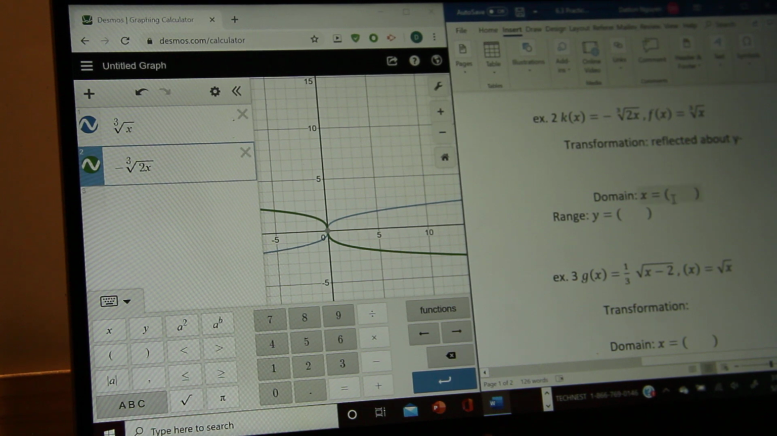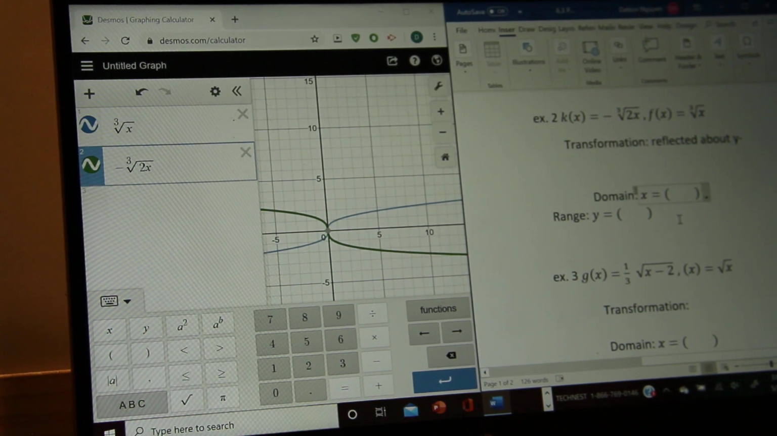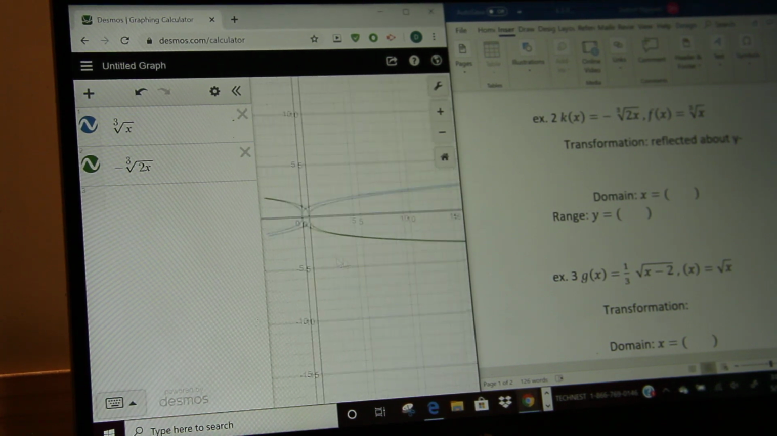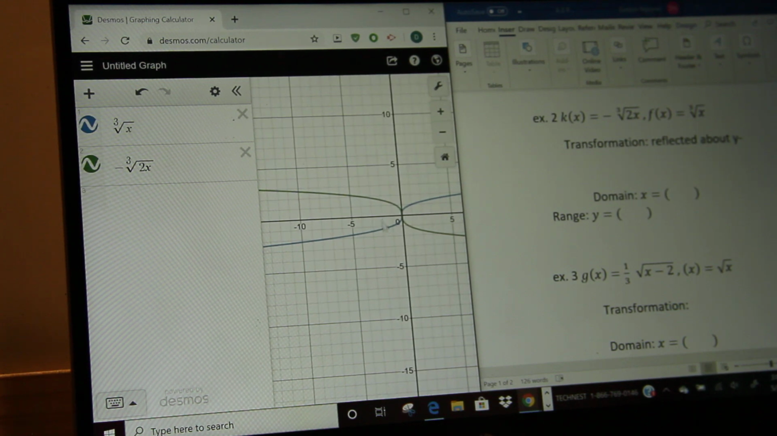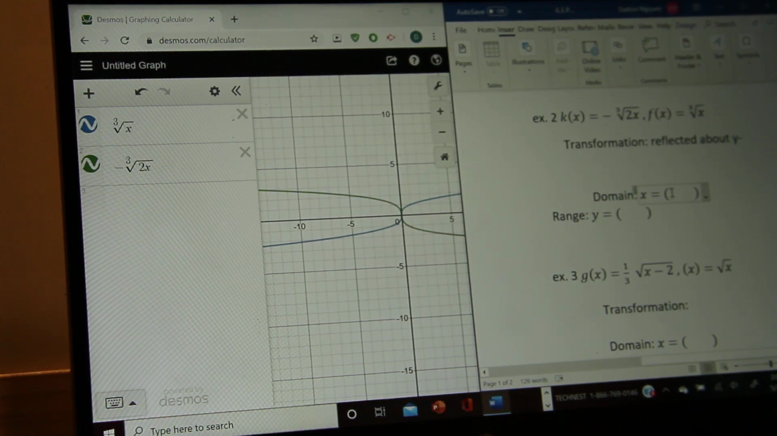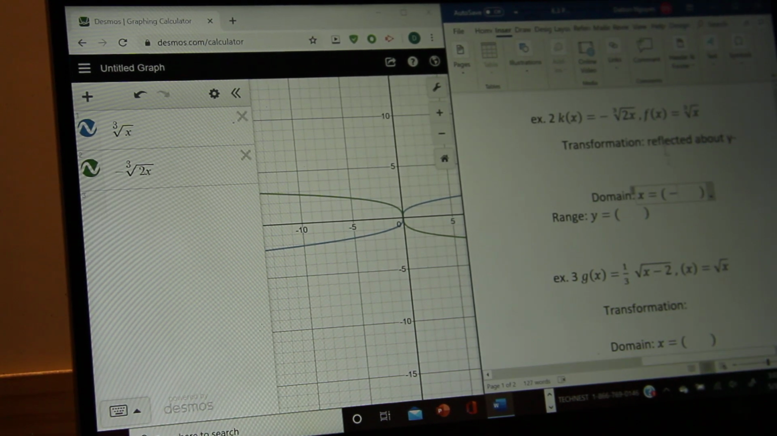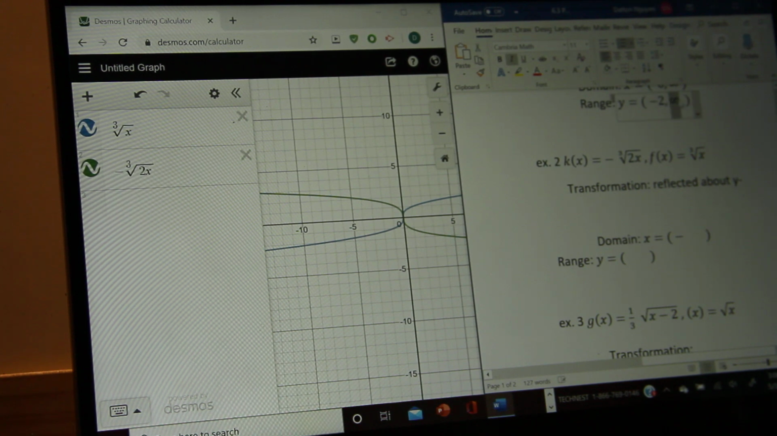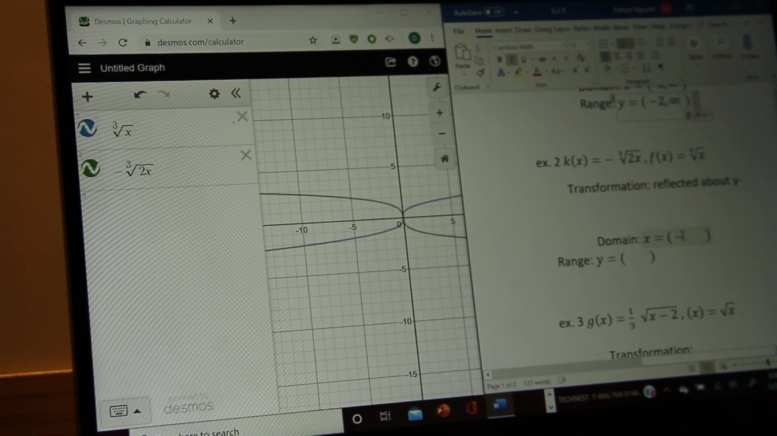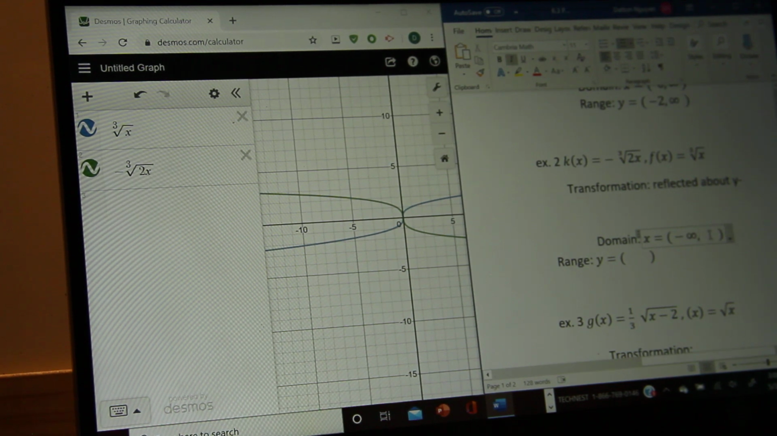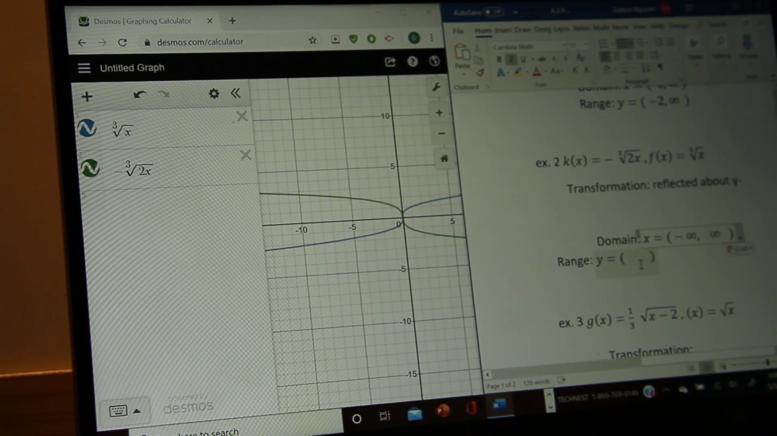Okay, then what's my domain? My domain, okay, notice it goes left to right, keeps going forever left to right with no break. There's no discontinuity. So I'm actually going to write from negative infinity to positive infinity for that.